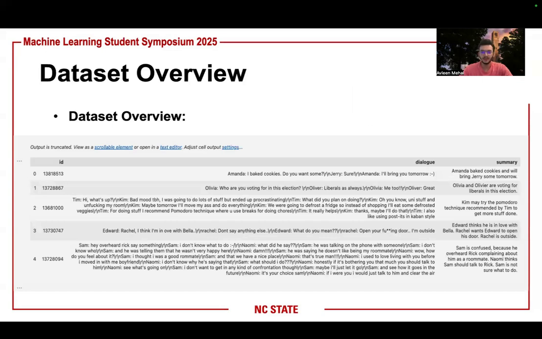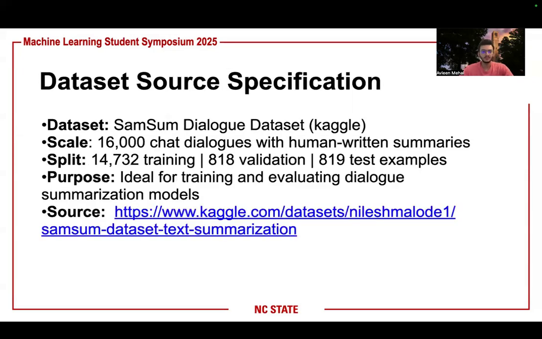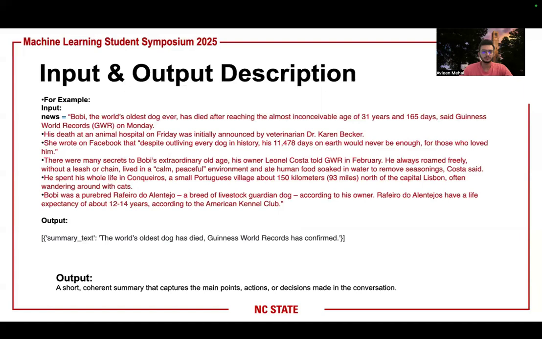This is the dataset overview. As you can see, we have the dialogues where the conversation happens, and we provide them with the summary. This is the Samsung dialogue dataset from Kaggle, and it has 16,000 chat dialogues with human-written summaries. We have split that into training, validation, and test examples, and it is ideal for training and evaluating dialogue summarization models.